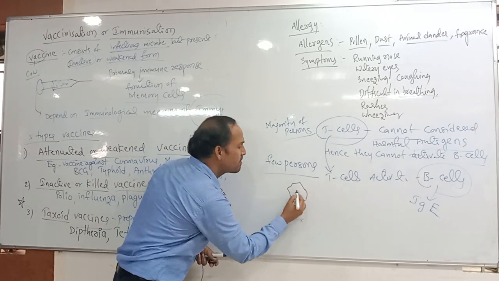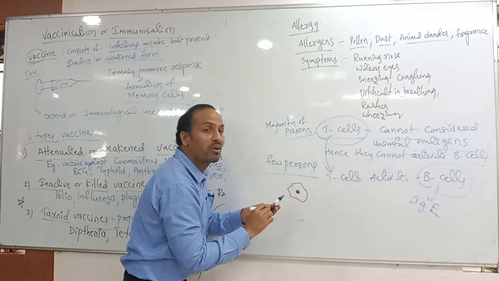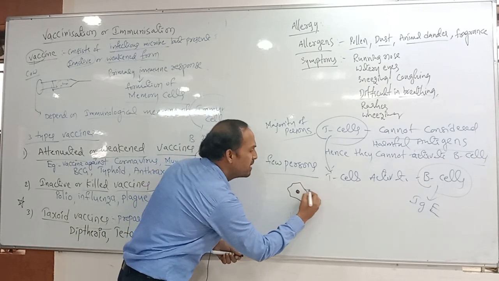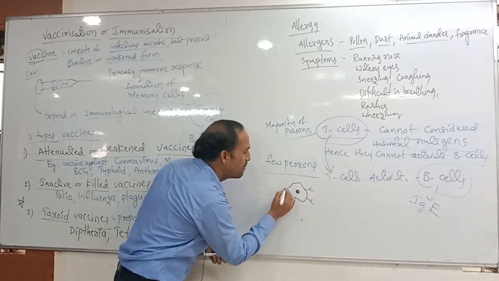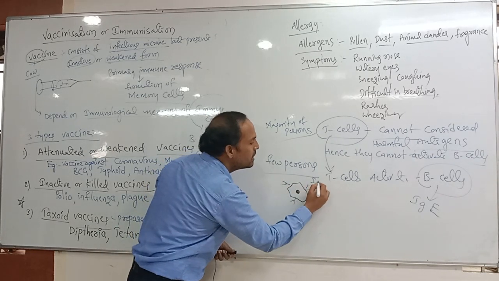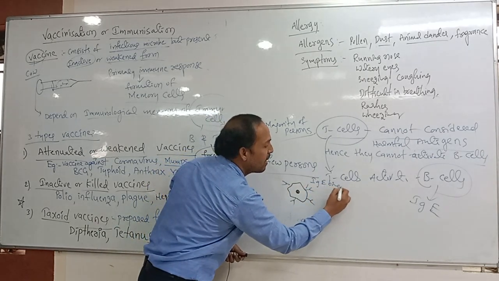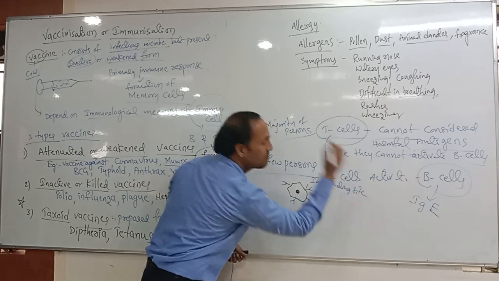So this is about mast cells, a special type of cell in our body. Which binding sites are present on these mast cells? Come on, which binding sites? IgE binding sites are present.